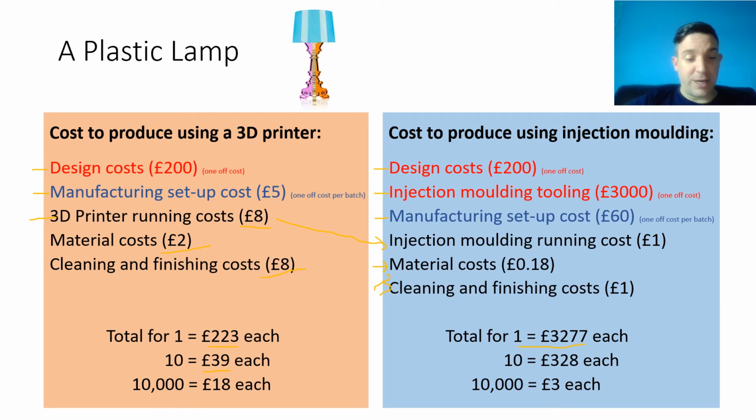Now if I project that across 10,000 parts, the cost comes out to £18 each. Now if we go back over to our injection mould, where our initial cost was £3,277, for 10 parts, they're still £328 each, because we're trying to absorb this £3,000 cost. However, when we jump up to 10,000, the cost is only £3 each, and that is because the running cost, the material cost, and the cleaning cost are much lower.